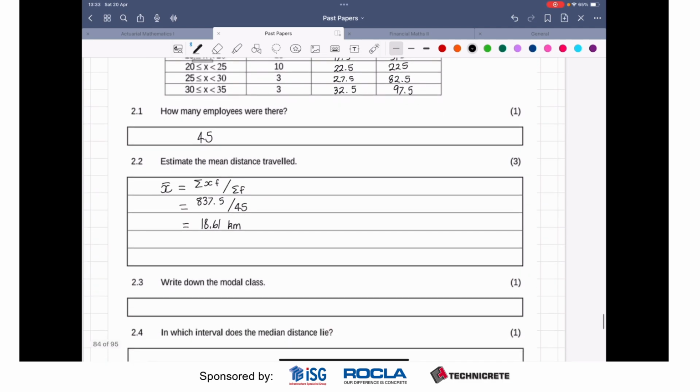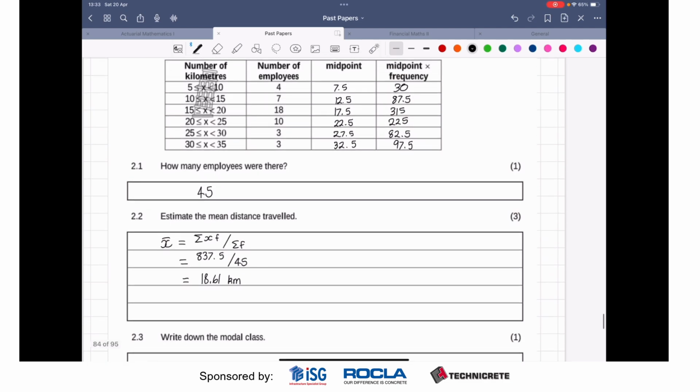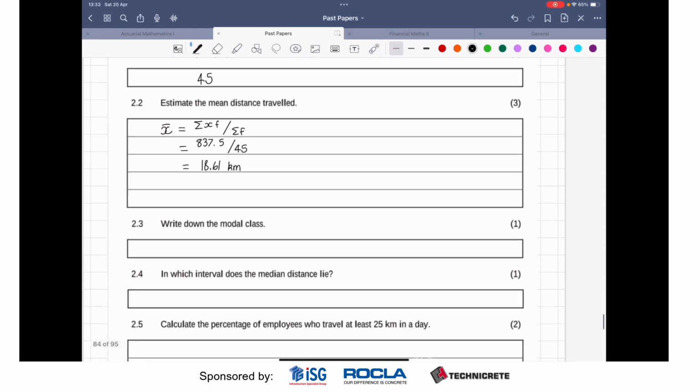Right, then I'm asked to write down the modal class. So the modal class is the one that has got the most frequencies of people. So I can see that the most number of employees in any one class is 18, and that's for this class here. So the modal class is 15 less than or equal to x less than 20.